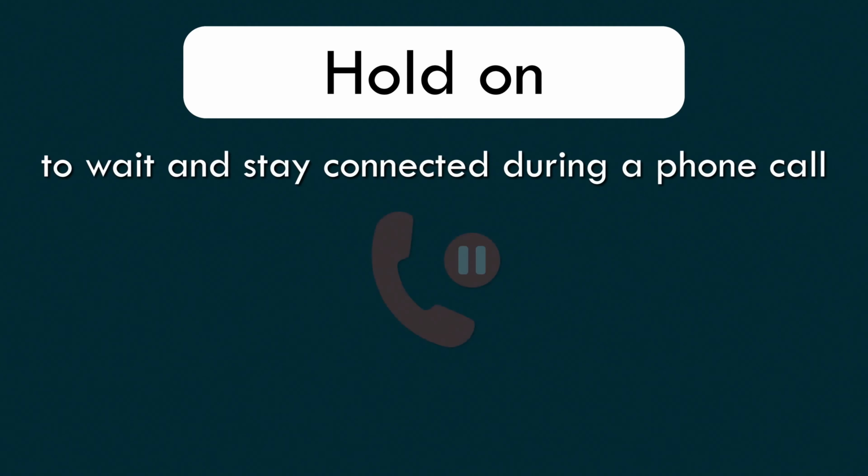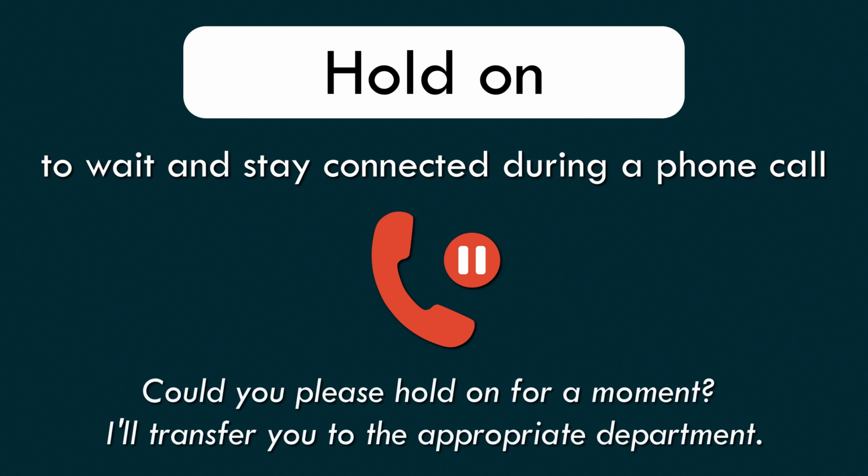Hold on. The phrasal verb hold on means to wait and stay connected during a phone call. It is used when someone needs to pause the conversation temporarily or put the caller on hold without disconnecting the call completely. While on hold, the person may hear background music or a recorded message until someone is available to continue the conversation. "Could you please hold on for a moment? I'll transfer you to the appropriate department."